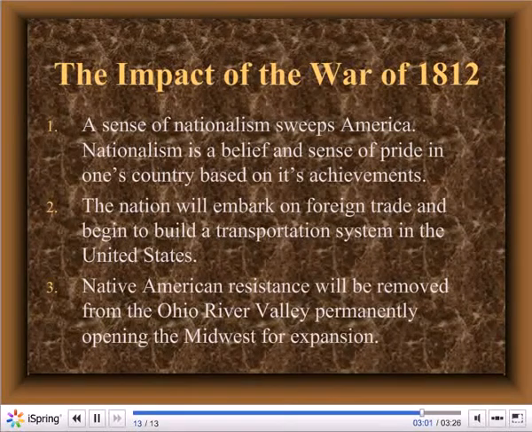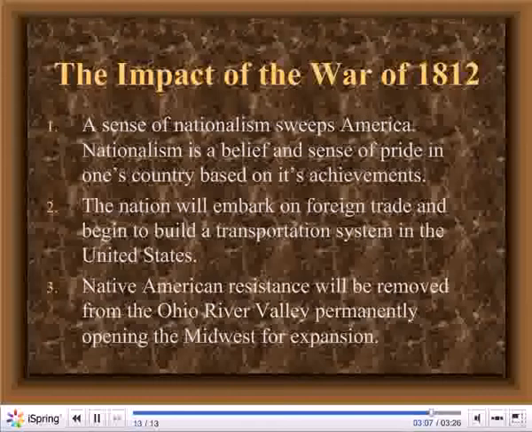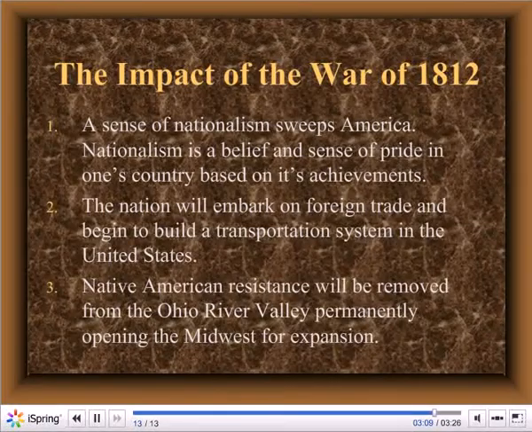A sense of nationalism sweeps America after the war. Nationalism is a belief and sense of pride in your country based on your achievements. The nation will embark on foreign trade and begin to build a transportation system in the United States. Native American resistance will be removed from the Ohio River Valley permanently, opening the West for expansion.